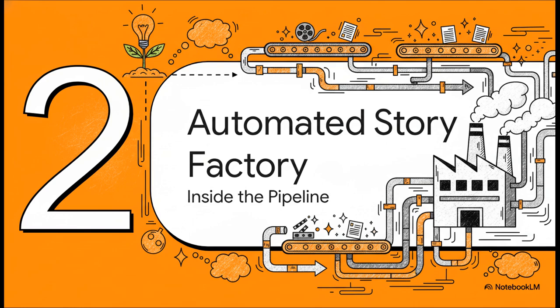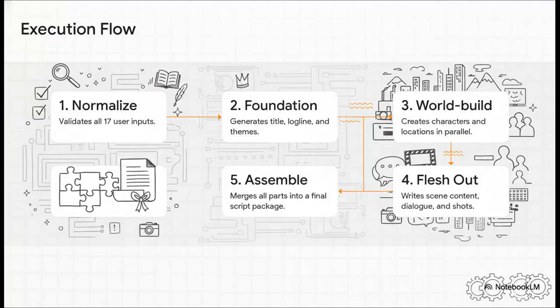Okay, so once you've planted that creative seed, your idea enters the pipeline. And this is where the real magic happens. You can honestly think of it as a fully automated story factory. The process breaks down into 5 key stages. First, it just checks all your inputs to make sure everything makes sense. Then, it gets to work building the foundation. It comes up with a title, a logline, and the core themes. Next up, the really cool part, world building. After that, it dives deep, fleshing out every single scene with action and dialogue. And finally, it takes all those pieces and assembles them into one cohesive script package.